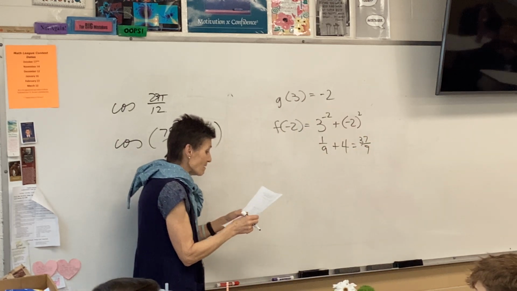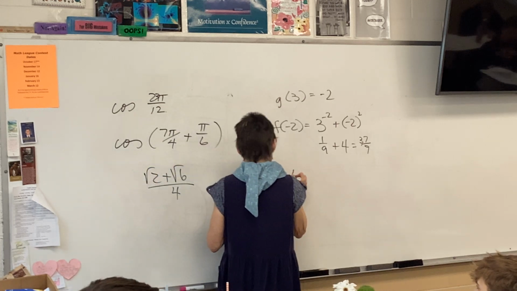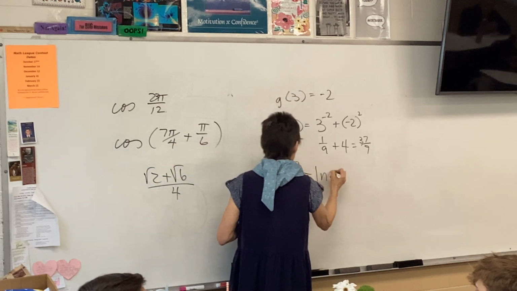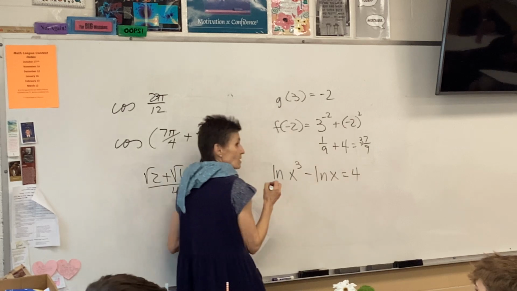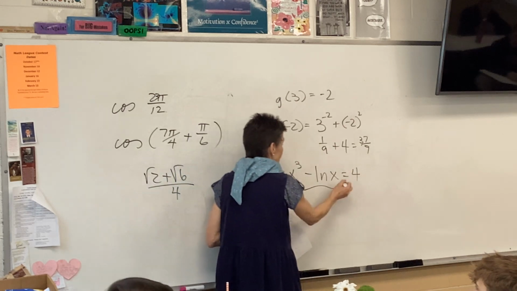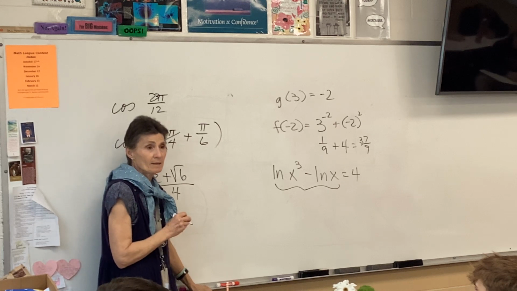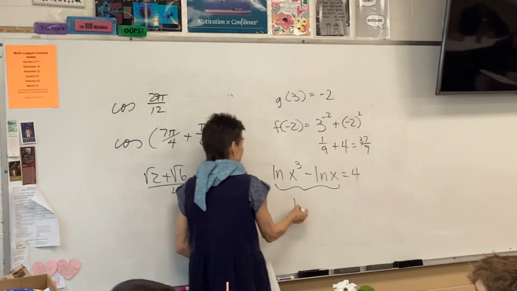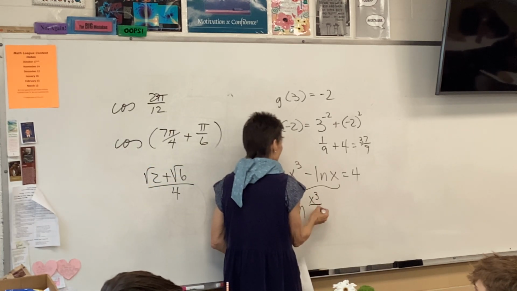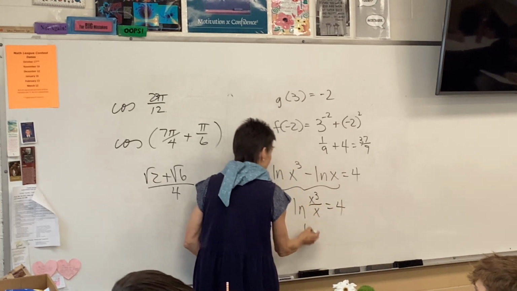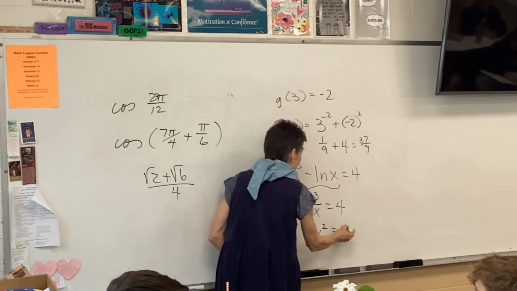Nobody did 5? I know, this is not hard. Okay, so what happens? First thing you do is combine those. How do you combine them? You combine them as a division. So it's ln x cubed over x. So it's ln x squared equals 4, right?